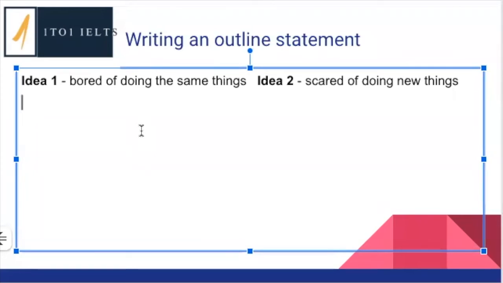So actually, I'm just going to throw it over to my students here and see what you guys can do. And then we'll have a look at some structures that you're using to put these ideas. And remember, the outline statement also needs to mention our opinion. So in this case, it's going to be, what type of person are you?